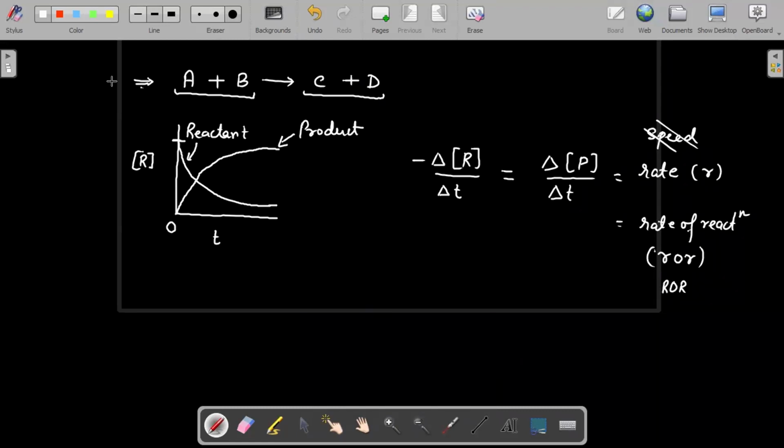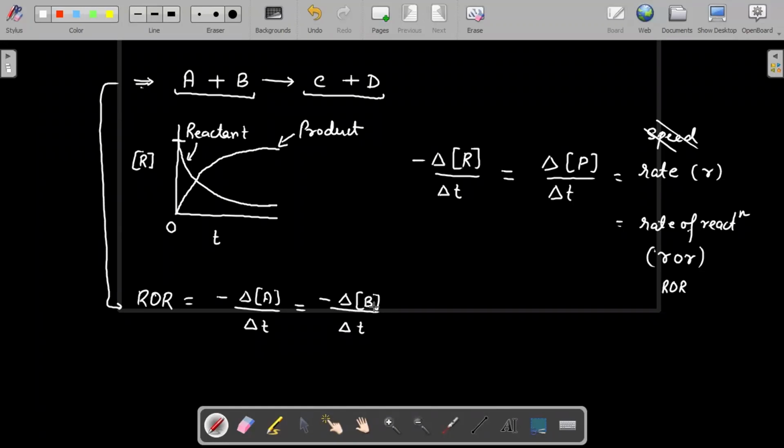Fine. So if I have to give the ROR of this reaction, what will that be? The rate of the reaction, ROR, is equal to minus the change in the concentration of A with respect to some time t, which is also equal to the rate by which the concentration of B is disappearing. So both the rates will be the same. The minus sign is indicating here that the concentration is going down. What does going down mean?